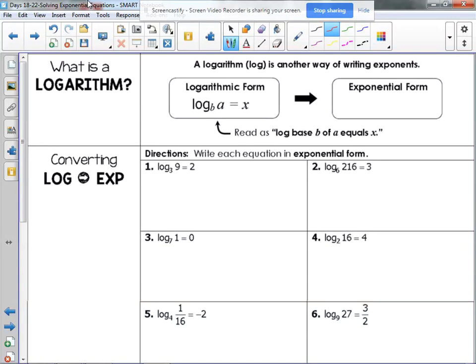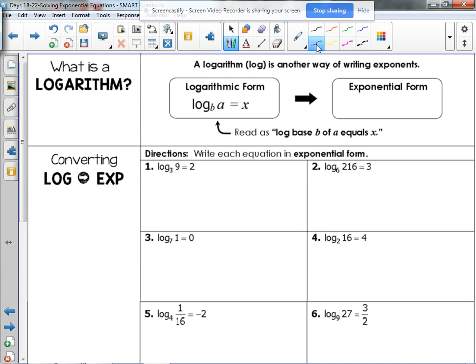But now we're going to start talking about something called a logarithm. Logarithms are directly related to exponential form. We don't necessarily say the entire word, most of the time we shorten it to just log. It's another way of writing exponents. So you will see there the logarithmic form, that is read log base b of a is equal to x.